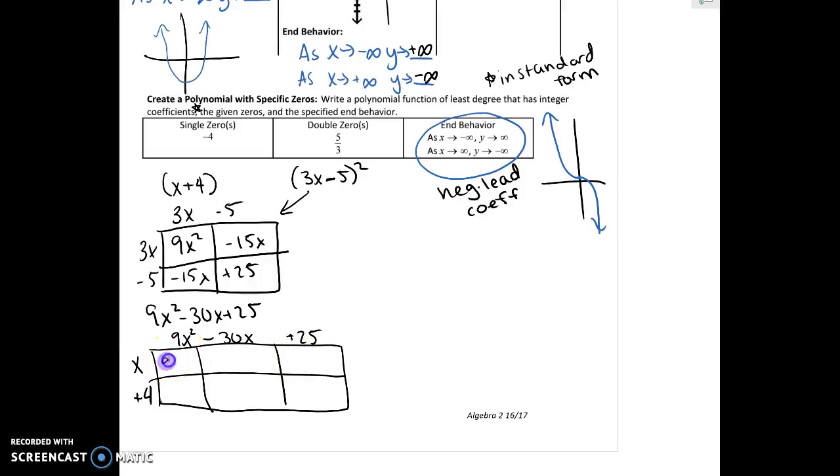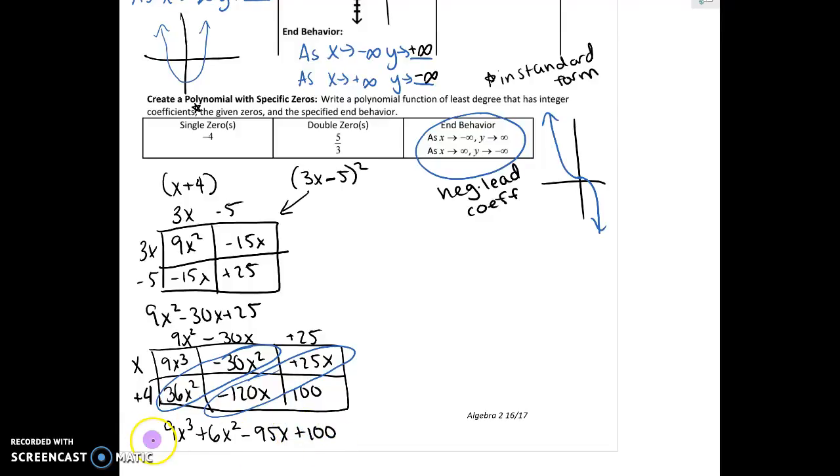I'm going to go ahead and multiply. That's 9x to the third minus 30x squared plus 25x. That's 36x squared, minus 120x, and then that's 100. So the cool thing about box method is my like terms are on the diagonals. So that means this result is getting me, I'm actually going to write it down here, 9x to the third plus 6x squared minus 95x plus 100.